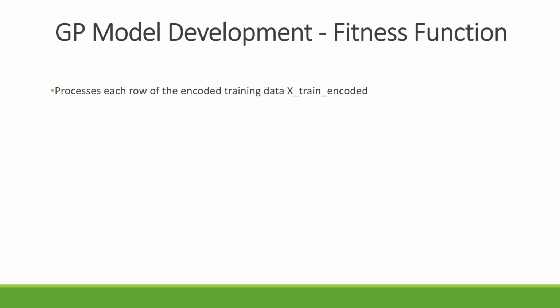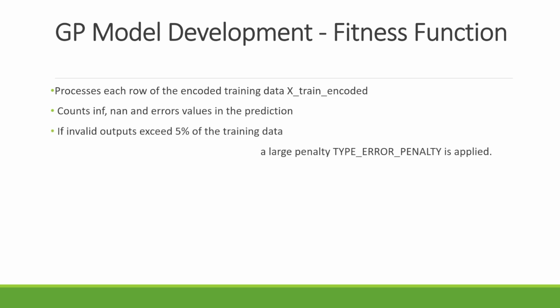The idea is that the function processes each row of the encoded training data, x_train_encoded. In this function we also check and count infinite and not a number values. These values often result from invalid mathematical operations, so we want to count them and try to remove them from the learning process. If invalid outputs exceed 5% of the training data, a large penalty, type error penalty, is applied. This rule helps penalize poor solutions, but also allows some room for occasional errors.